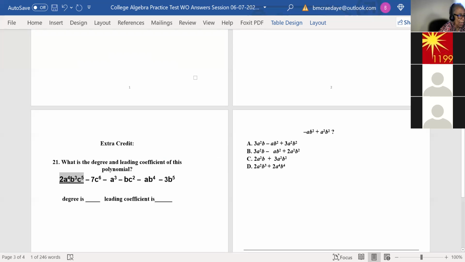Okay, that means you add up all the powers, and the term that gives you the highest total, that's the degree. So starting right here, that's a 5, that's a 4, that's a 2, a 3, a 6. Actually, this is a 3. 2 plus 1 is 3, and 4 plus 1 is 5. But this one, you have a 5 on the C, a 3 on the B, and a 4 on the A. So 4 plus 3 is 7, plus 5 is 12. So the degree is 12.